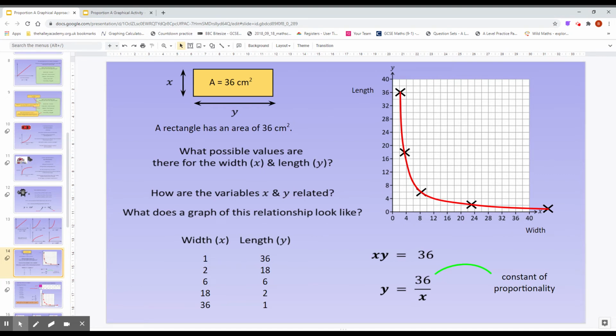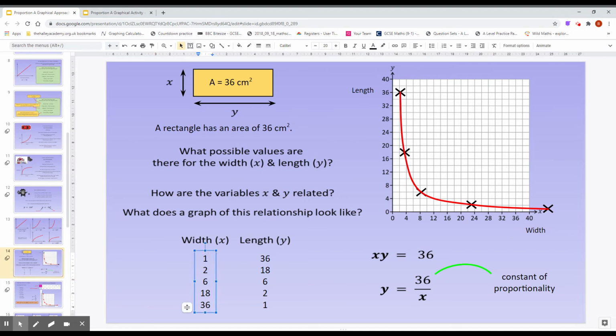If the width is 1 centimetre, the length has to be 36. So if it's 1, the length has to be 36. If it's 2, the length has to be 18, because 2 times 18 will give you 36.